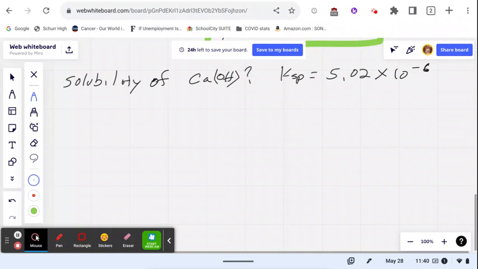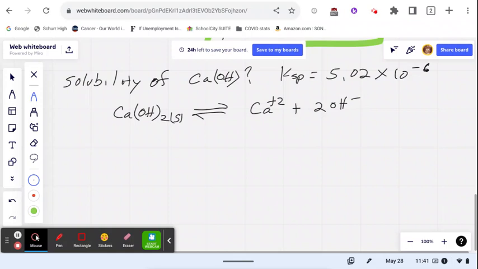Okay, so we're going to do it the same way we did it last time. We're going to write out the equation. Calcium hydroxide is a solid. So we're going to go ahead and write out calcium hydroxide, solid. And then that's going to break up into 2 ions, the calcium ion and the hydroxide ions. Calcium ion and the 2 hydroxide ions. Right, that 2 on the outside comes up to the front.